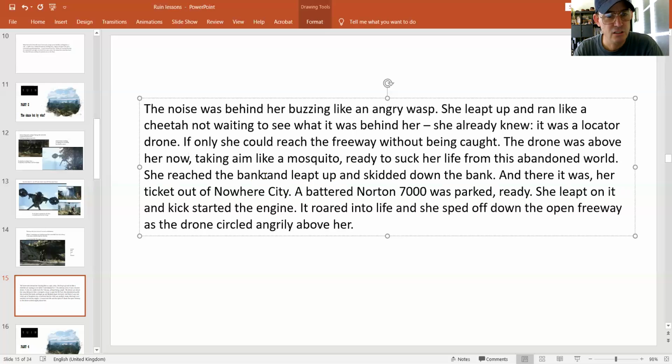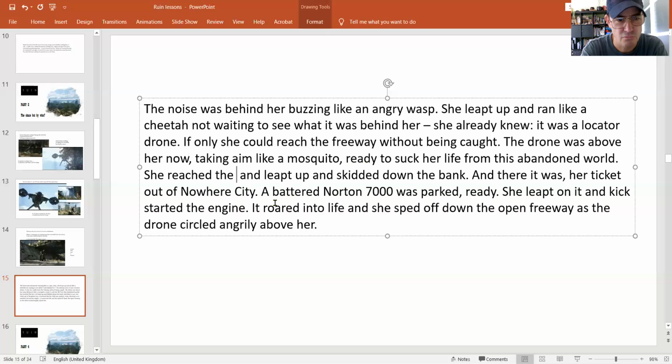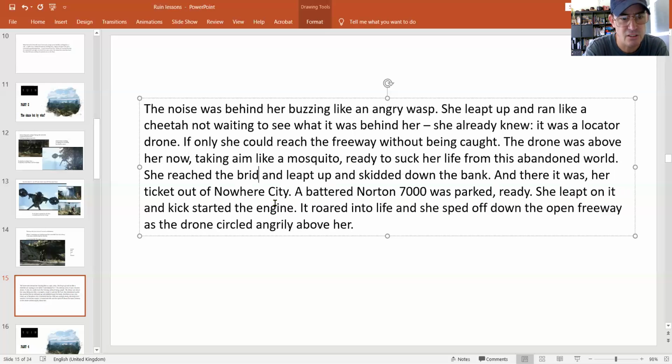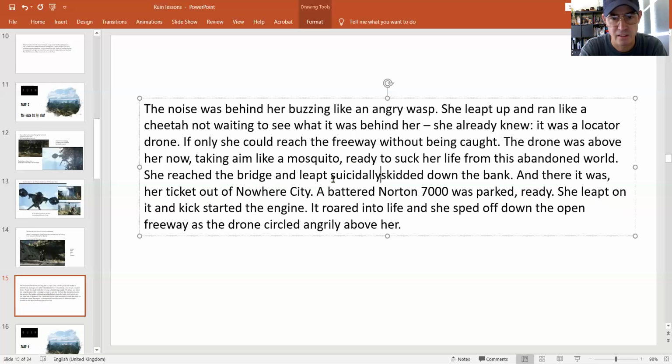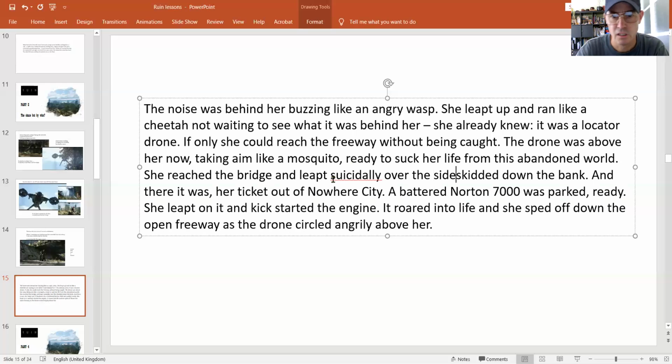She reached. No, she didn't reach the. She reached the bridge, didn't she? She reached the bridge and leapt. Let's get that suicidally down there. Suicidally over the side. She leapt suicidally over the side.